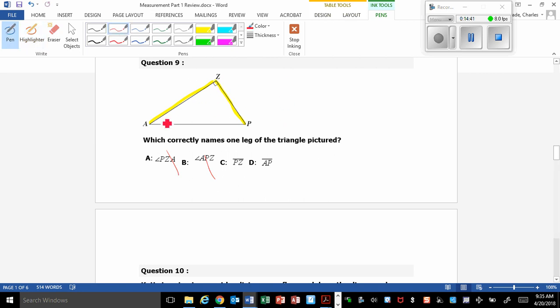So it could be AZ or ZA, AZ or ZA, no. AP is the hypotenuse, so we know that can't be it. That's the hypotenuse, AP, hypotenuse. We know that's a leg, and that's a letter. Okay, so it has to be ZP or PZ, right? Because we start up with Z and P, so our answer would be that.